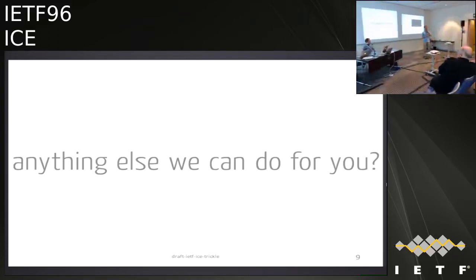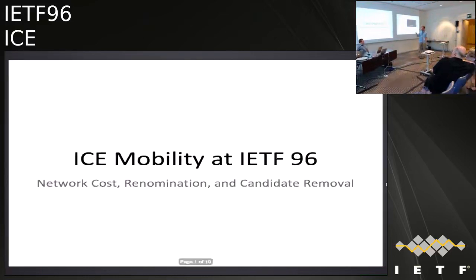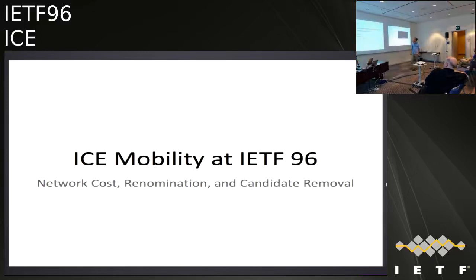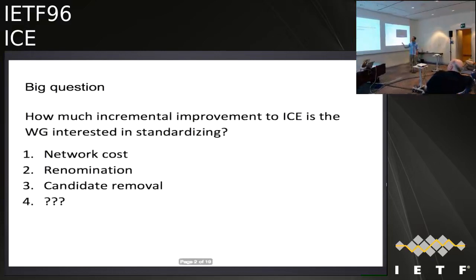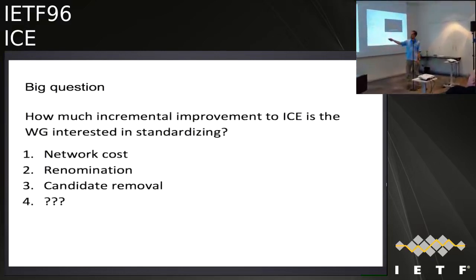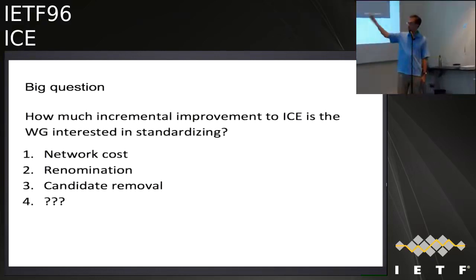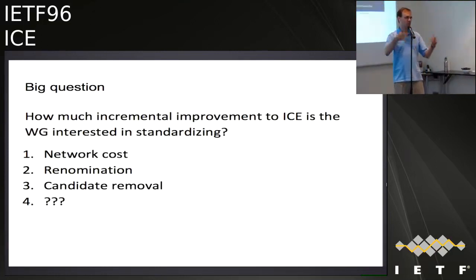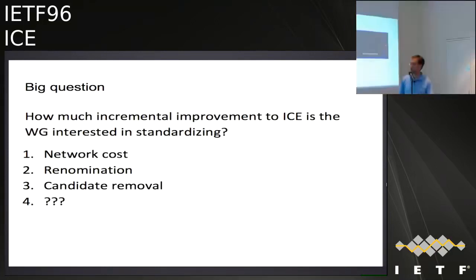So I'm going to be covering 3 drafts really quickly, all related to mobility. And at the end, my big question will be, how much incremental improvement do we want to standardize in this working group for ICE? Do we want to do any of these 3 things, all 3 things, just one, none, or something else? So I'm going to go quickly through all 3 of them, and then we can take questions and comments at the end about which ones we think we want to do.